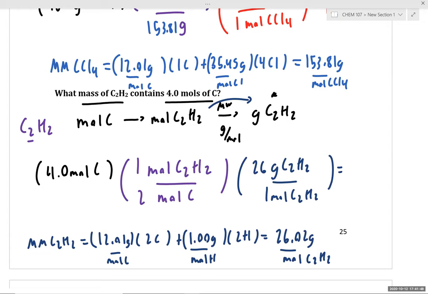So now that we have our scheme set up from our solution map, we've filled in our conversion factors, now we just execute. So we take 4 times 1 divided by 2 times 26. And that in turn gives us a mass of 52 grams of C2H2, which is acetylene. Does this make sense?